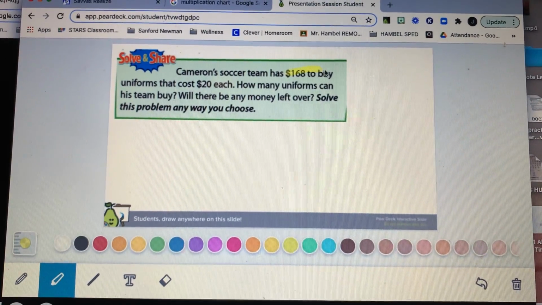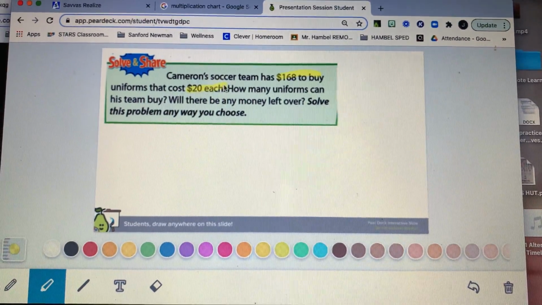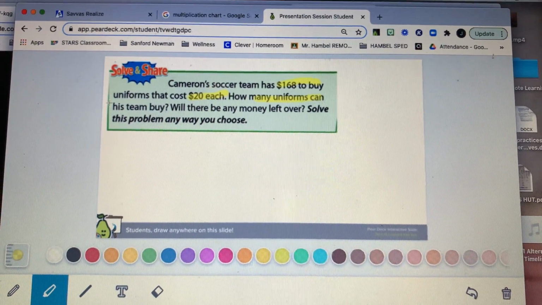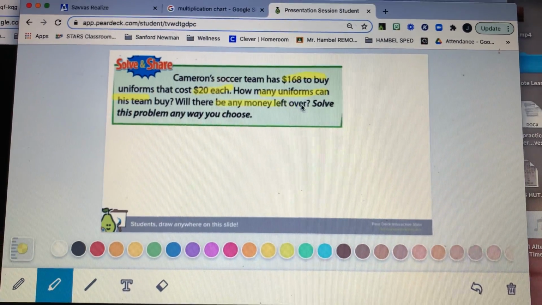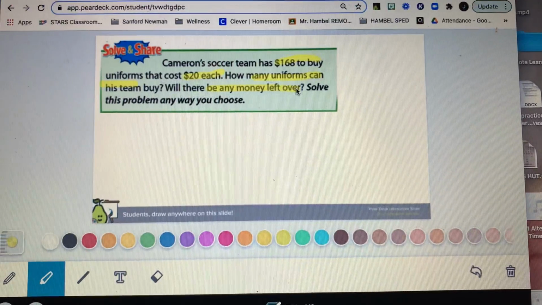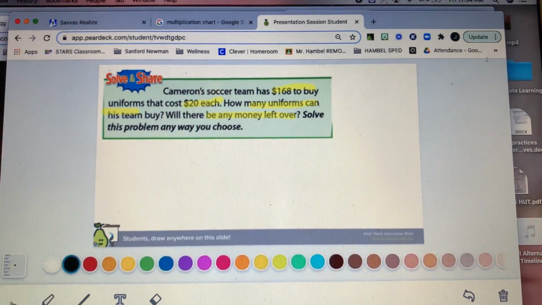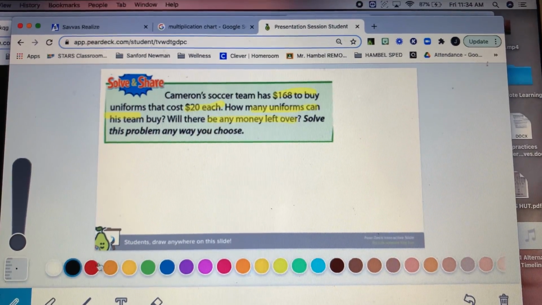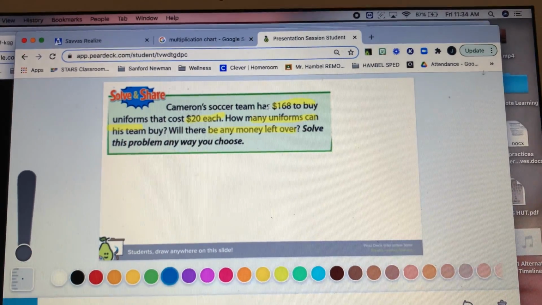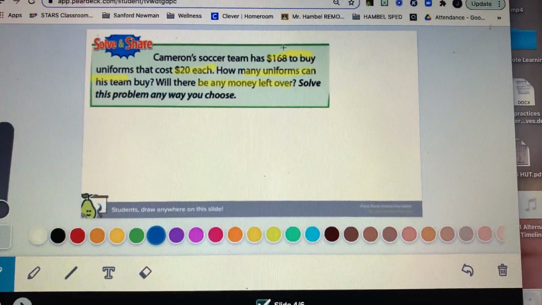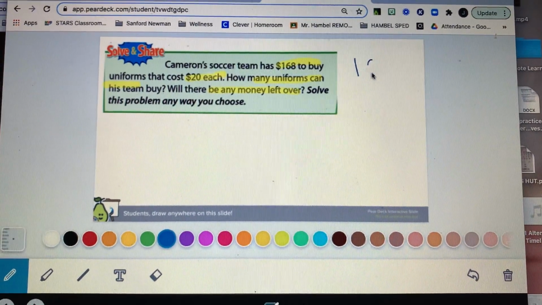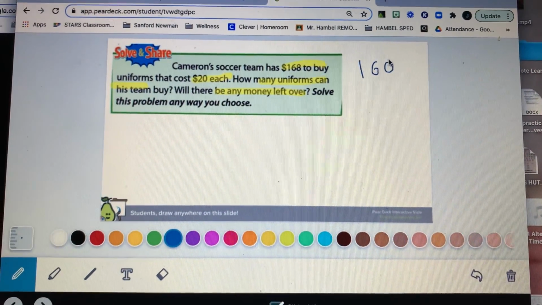All right, so the key pointers: $168, $20 each. How many uniforms can the team buy? Any money left over? When I see that there's money left over in the question, I'm already thinking to myself, there's going to be some money left over. Use blue, okay? You can estimate, that will help. 168 can estimate to about 160.